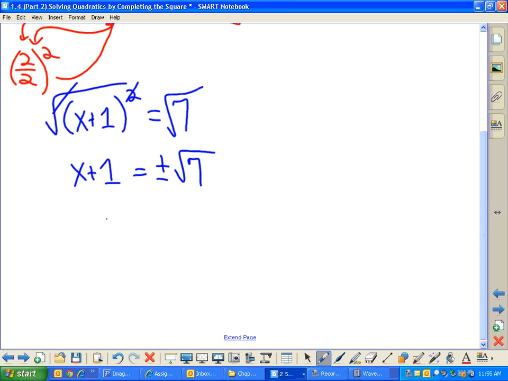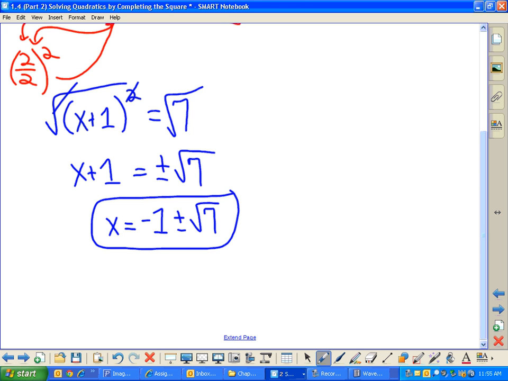Subtract 1 from both sides. And those are your 2 answers. You have -1 plus the square root of 7, -1 minus the square root of 7. So those are our 5 steps in a nutshell. John?